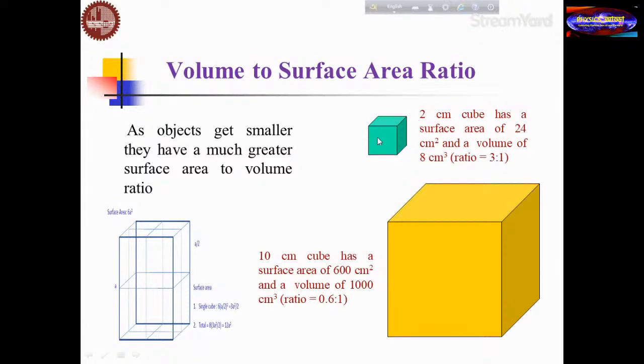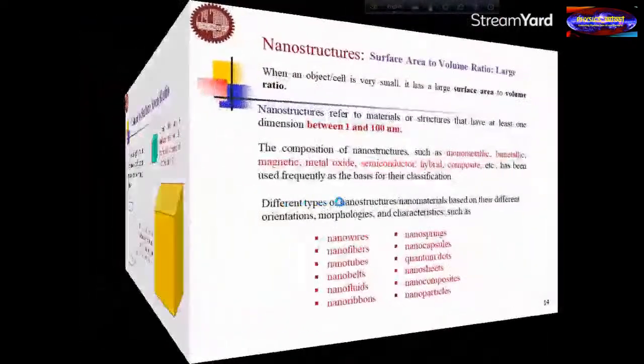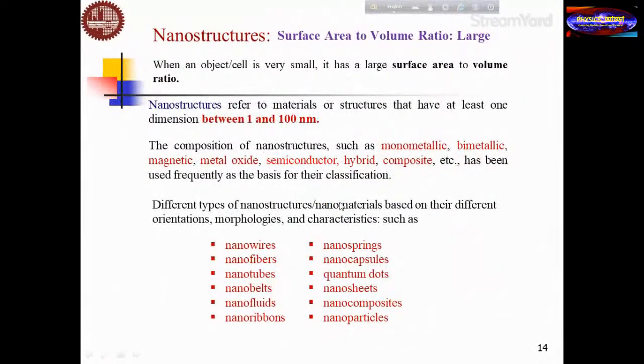small particle. So that's why, for higher efficiency and better performance, we need nanostructure material. And these nanostructure materials have the speciality that the surface area to volume ratio is very large. So when an object or cell is very small, it has a large surface area to volume ratio.